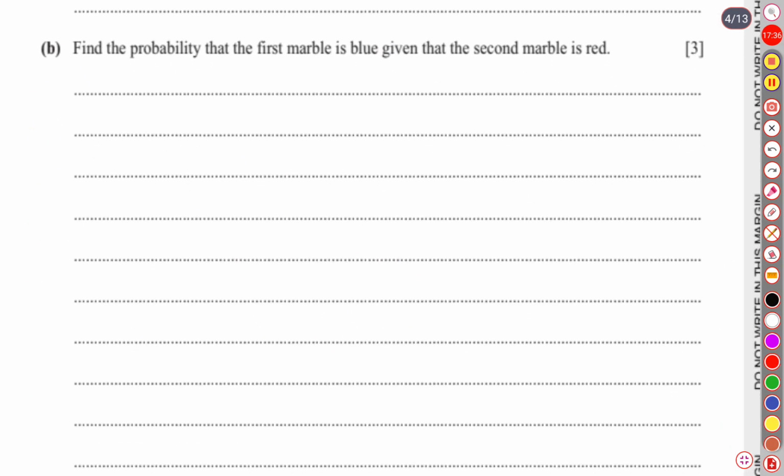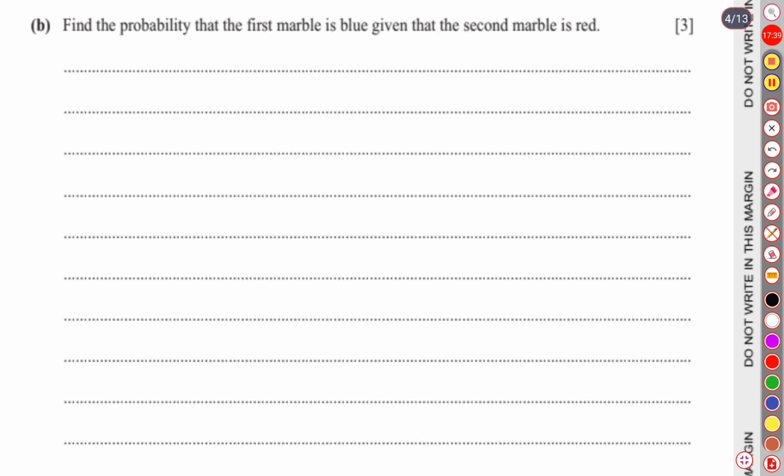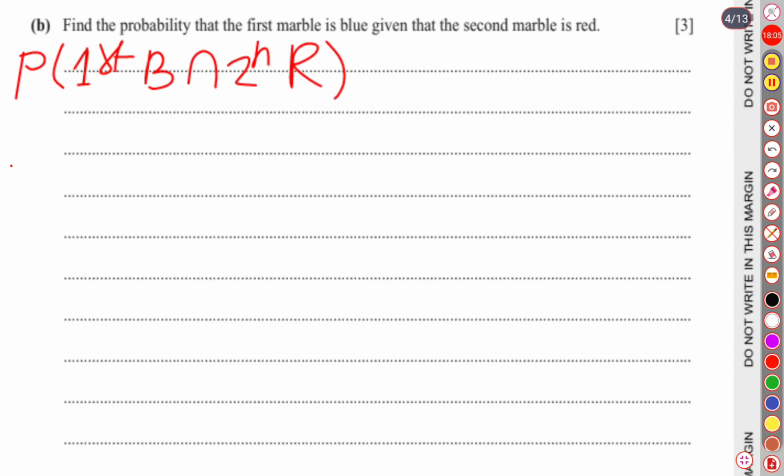The next question says, find the probability that the first marble is blue given that the second marble is red. So it's a given, then is the question. For such a question, first of all, we'll have to find the probability of first one is blue, first blue intersected by second red, second one will be red. Okay, let us find what are the possible cases. First one blue and second one is red.